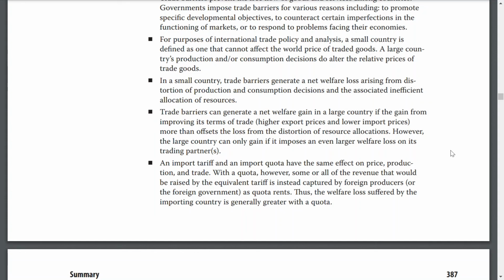An import tariff and an import quota have the same specific effects on price, production, and trade. With a quota, however, some or all of the revenue that would be raised by an equivalent tariff is instead captured by foreign producers or the foreign government as quota rents. Thus, the welfare loss suffered by the importing country is generally greater with a quota.